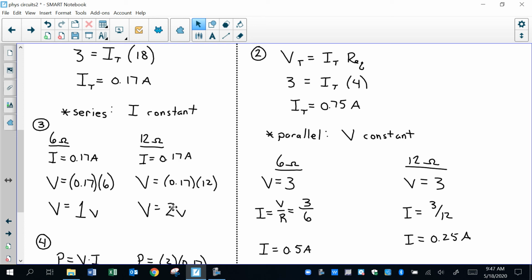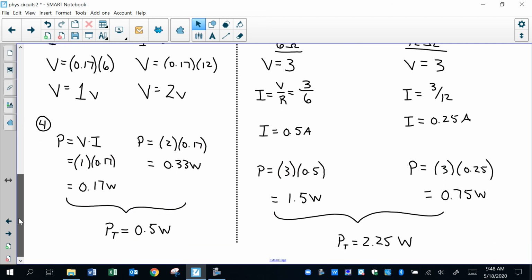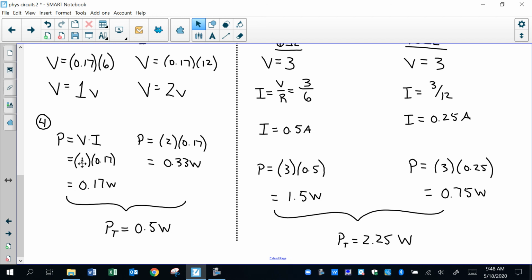And I can always double check my work by adding these up. 2 plus 1 is 3. That's the voltage that I had total. And my loop rule says that these two should add up to whatever the battery gives me. Battery gives me 3, I use up 3. Now if I cared about the power of each of them, simple, bring it down, plug and chug. So I calculated 1, I calculated 0.17, do the math. I calculated this, do the math. It's quick and it's easy, so I can see what my power output is.